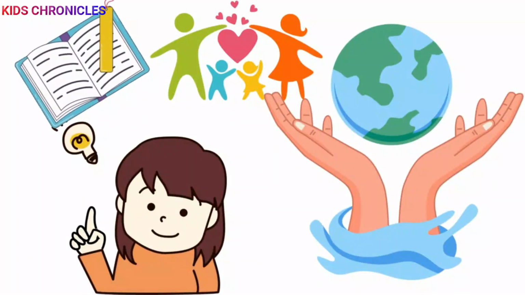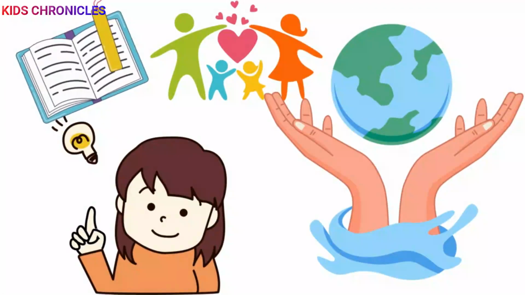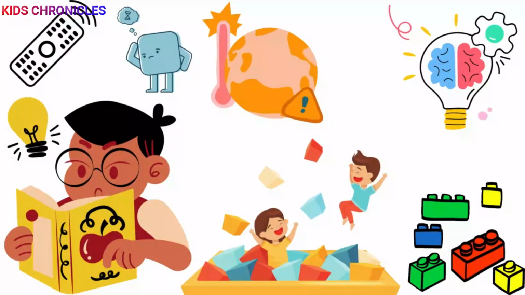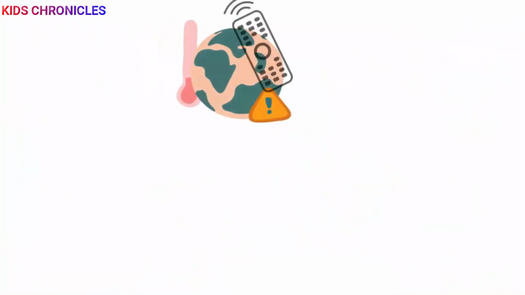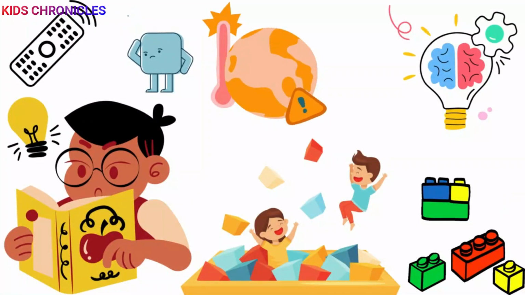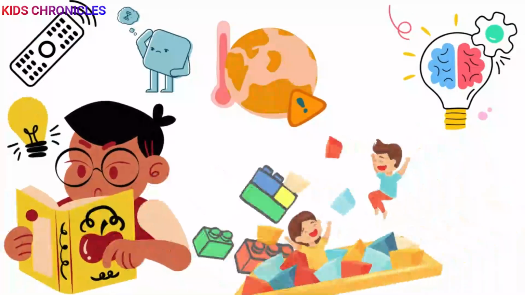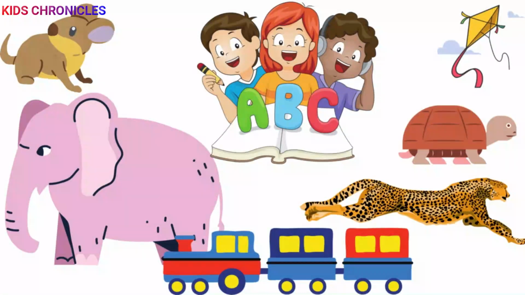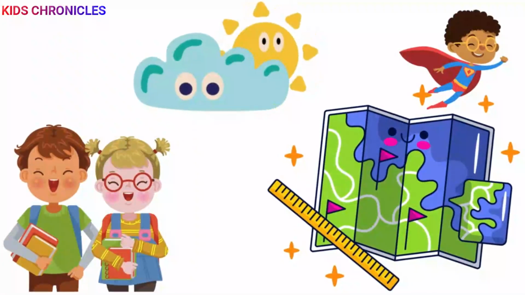Opposites are a fascinating aspect of language that helps us to understand and describe the world around us. Through this channel, we aim to help kids aged 5 to 10 years develop their vocabulary and critical thinking skills by introducing them to a variety of fun and interactive activities centered on opposites. From basic pairs like big and small to more complex opposites like fast and slow, our videos will take your child on an exciting learning journey. So sit back, relax, and let's explore the wonderful world of opposites together.